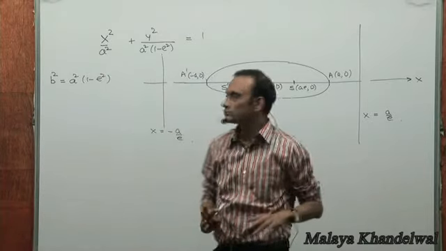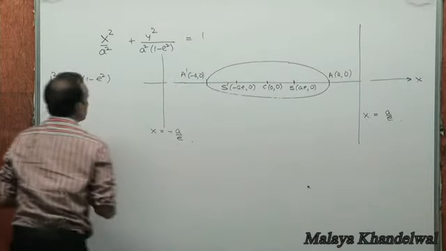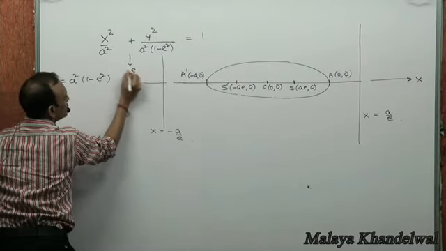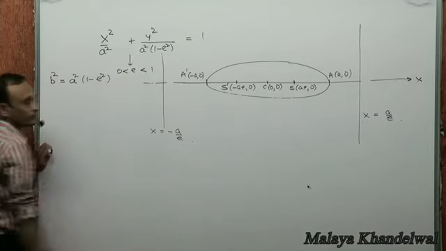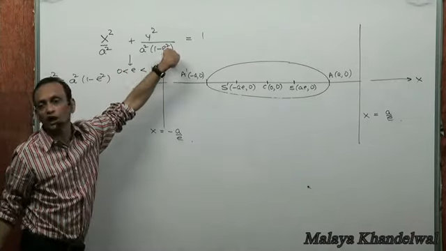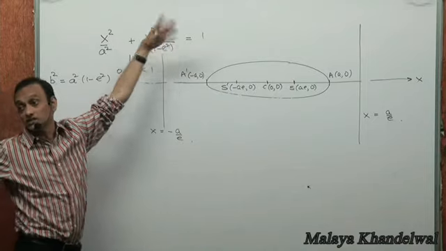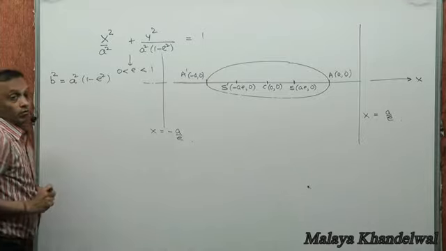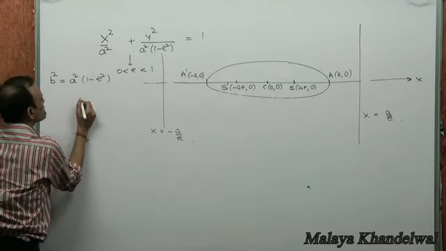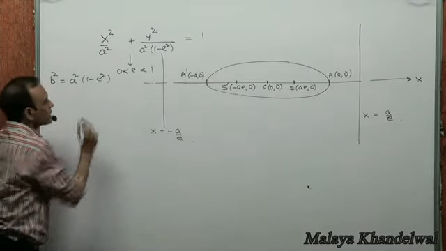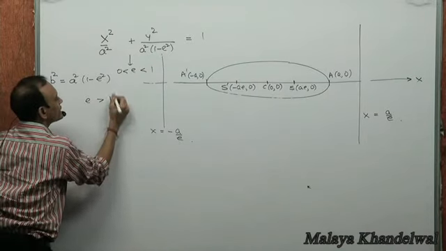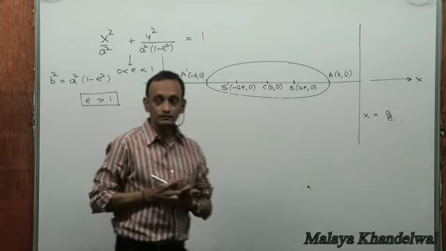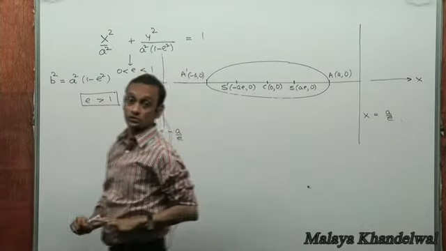But this form I wrote for E lying between 0 and 1, so that 1 minus E squared does not turn out to be negative. You know? Now, if somebody tells me that E is greater than 1, the same equation will hold good.